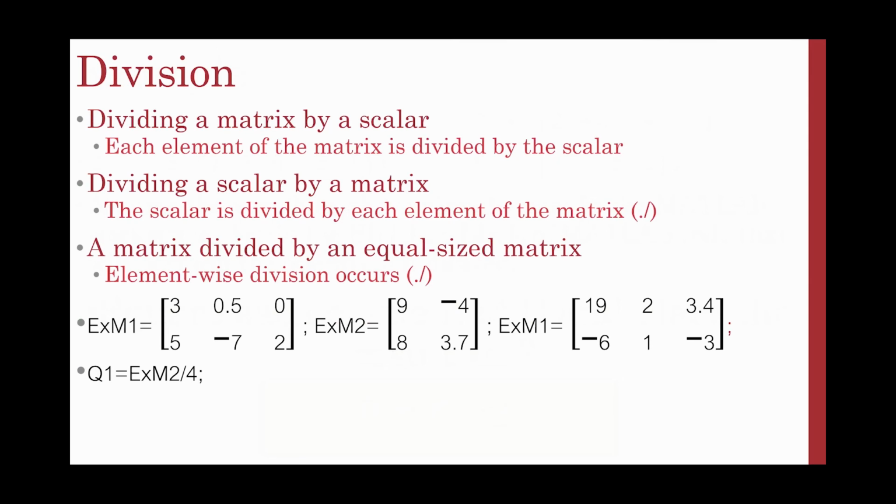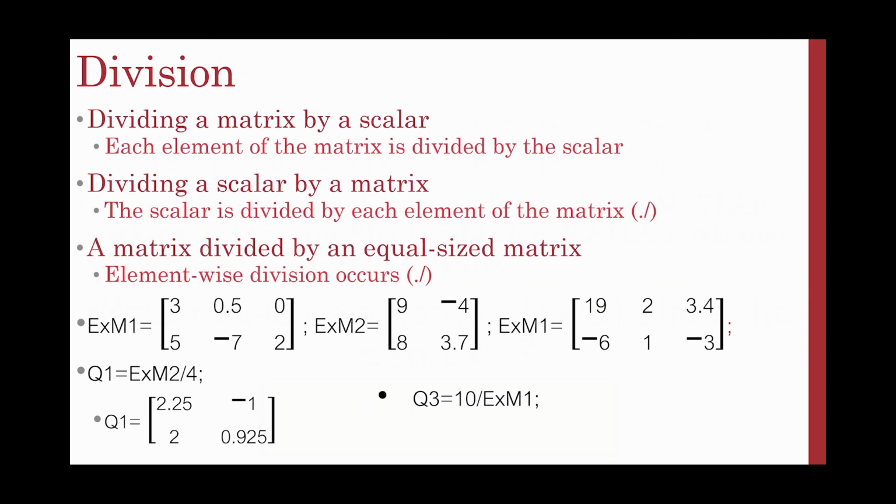That's not even a form of math that exists. The same goes for vectors. Vector division and matrix division aren't real. Again, the type of math that exists to work around that is not covered in this course. So in our example of Q1 equals EXM2 divided by 4, we'll take every element in EXM2 and divide that by 4.